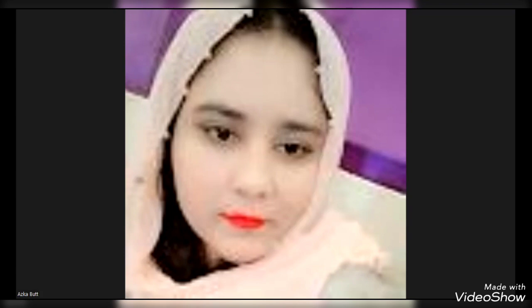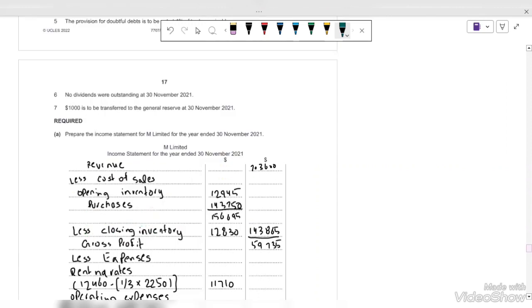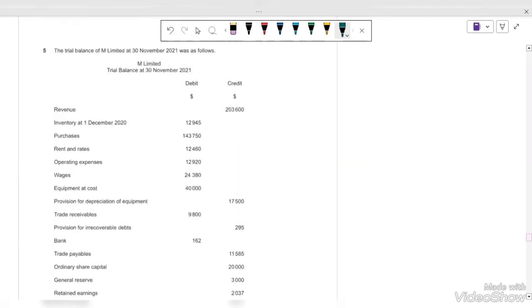Assalamu alaikum students. So today we have a paper. It is May June 2022, paper 2, variant 2, and question number 5. And let's start to do this. Bismillahirrahmanirrahim. So we have a question related to company accounts.